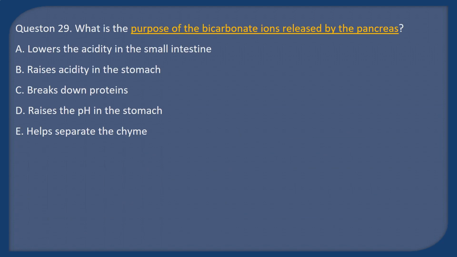Question 29. What is the purpose of the bicarbonate ions released by the pancreas? A. Lowers the acidity in the small intestine. B. Raises acidity in the stomach. C. Breaks down proteins. D. Raises the pH in the stomach. E. Helps separate the chyme.